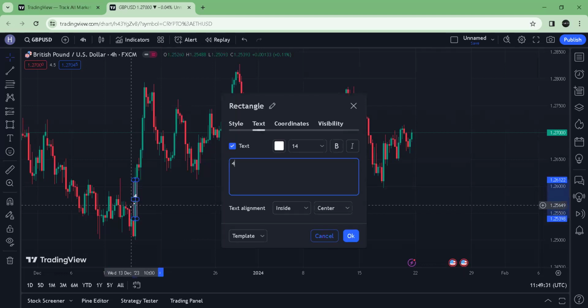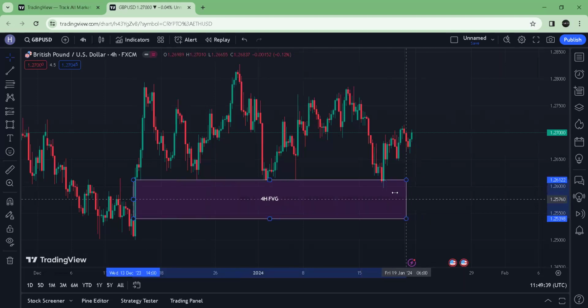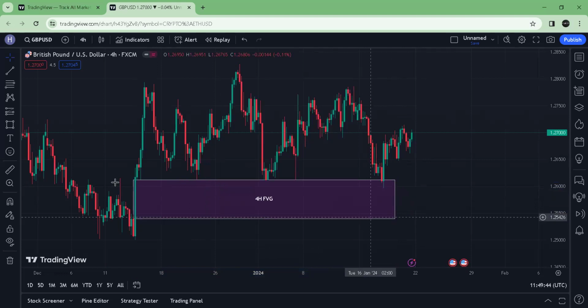Let's write it for our fair value gap. Let's extend it all the way here. Okay, good. You can see this fair value gap is from this week to that week over there. You can see that price is supporting itself in this area, which gives us an indication that our bullish bias is correct. So we can look for buy setups.